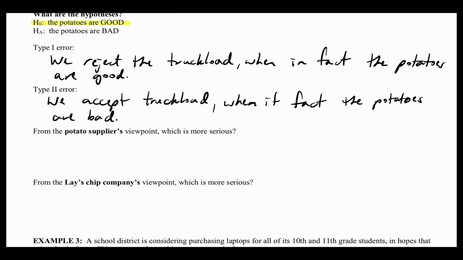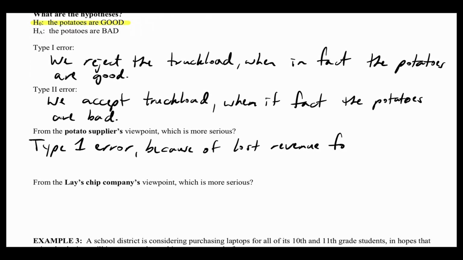So from the potato supplier viewpoint, type 1 error, right? That's lost revenue, because you don't get paid for that truckload when in fact it was good. Lost revenue for no reason. I don't want to say no reason. They had their reasons, but it was a bad reason. It wasn't true. It was an error.